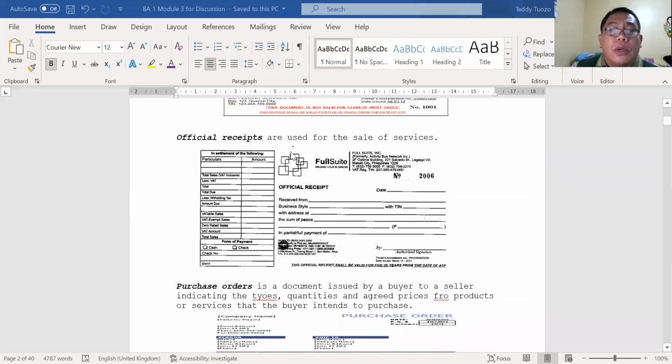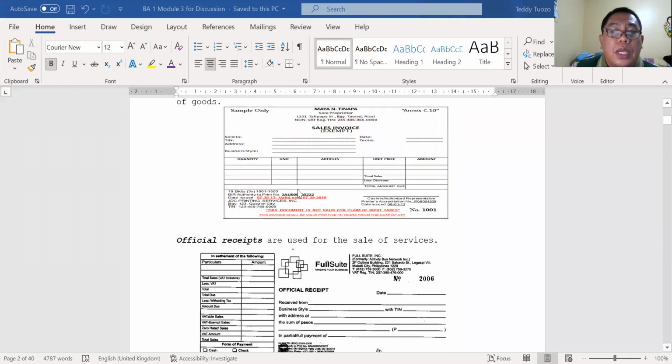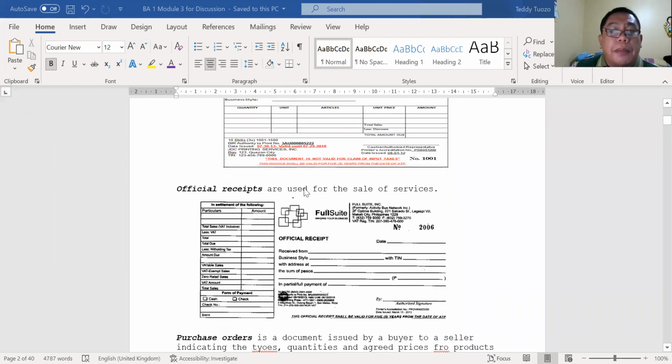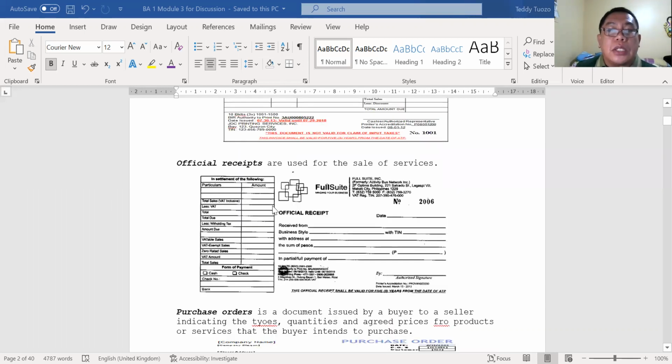That official receipts, no, are actually here. Of course, for a store, it's a sales invoice, but if the store at the same time, as I've said, issues an official receipt when a customer has an unpaid balance and then pays. But here, the definition in the book is that official receipts are used for the sale of services.